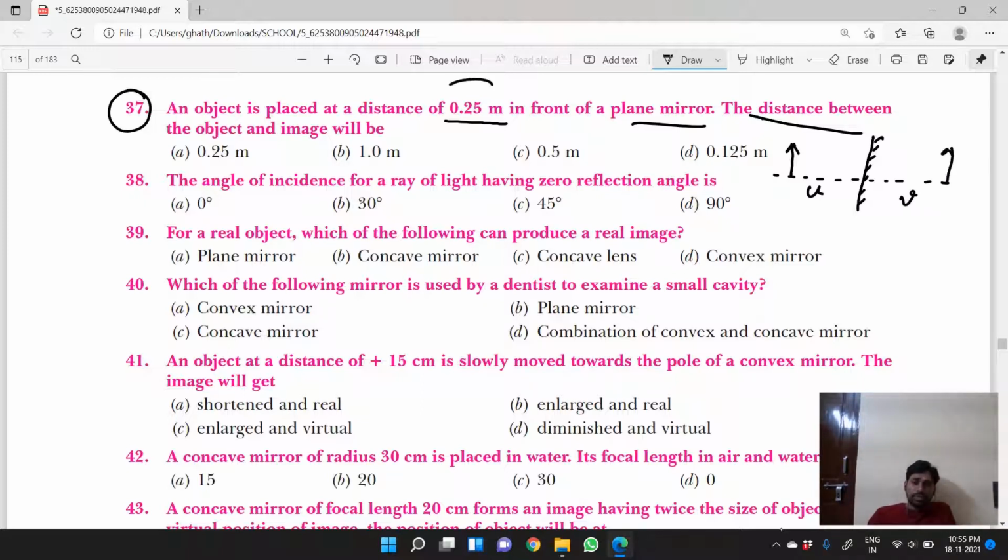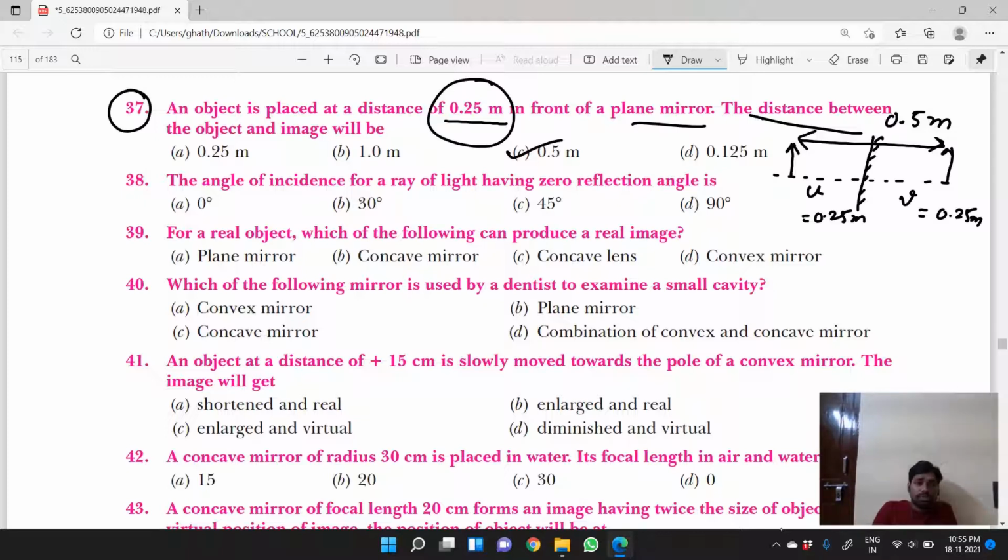If the object distance is 0.25 meters, the image distance is also 0.25 meters. The total distance between object and image will become 0.25 plus 0.25, which is 0.5 meters or 50 centimeters. That option is correct.